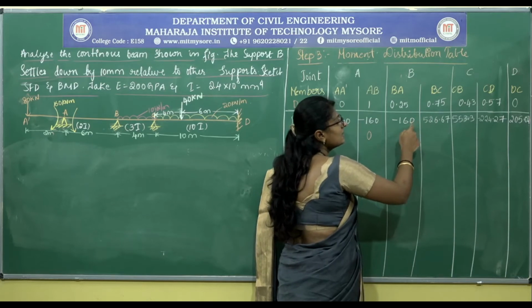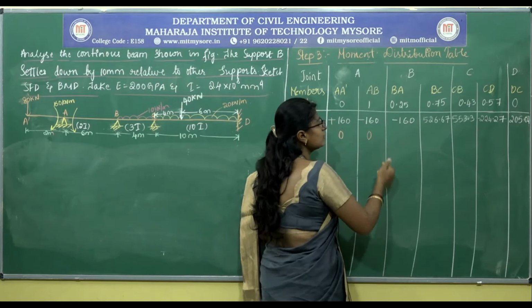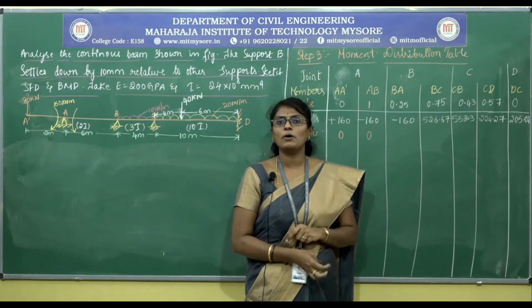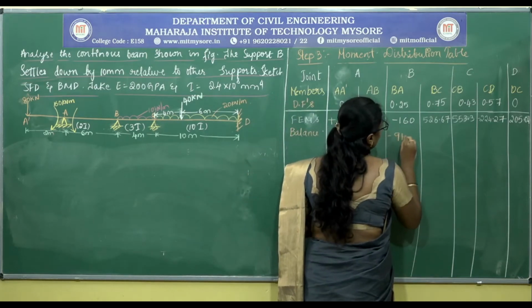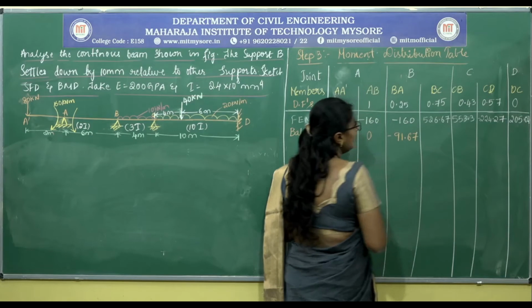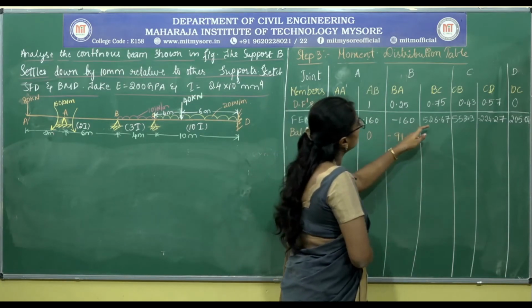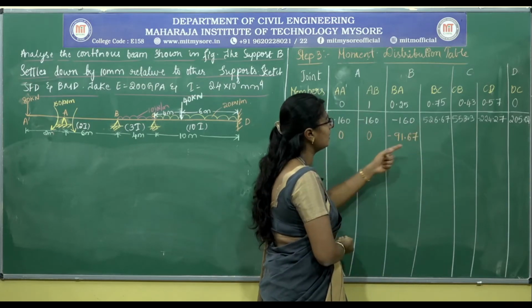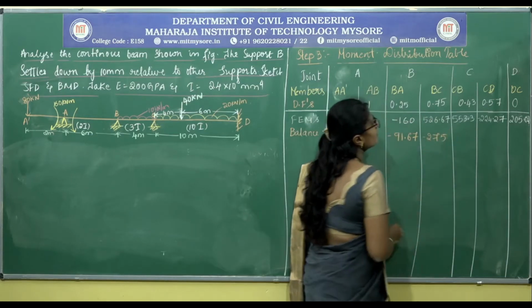So plus 366.67 is the unbalanced moment. To balance this, minus 366.67 into 0.25 will give you minus 91.67. Again, plus 366.67 is the unbalanced moment. To balance this, minus 366.67 multiplied by 0.75 gives minus 275.